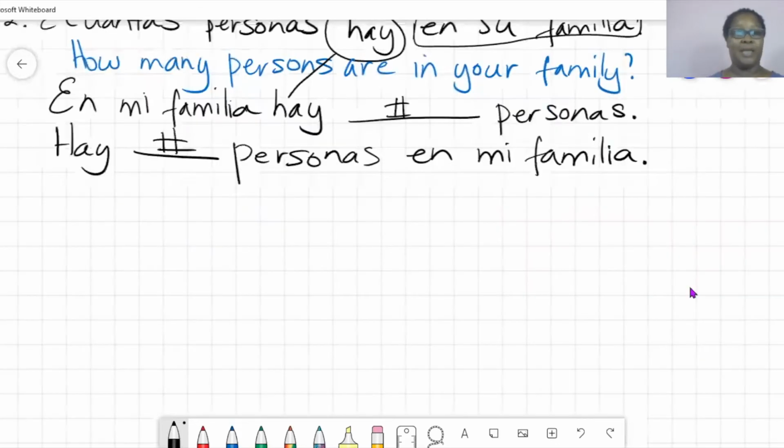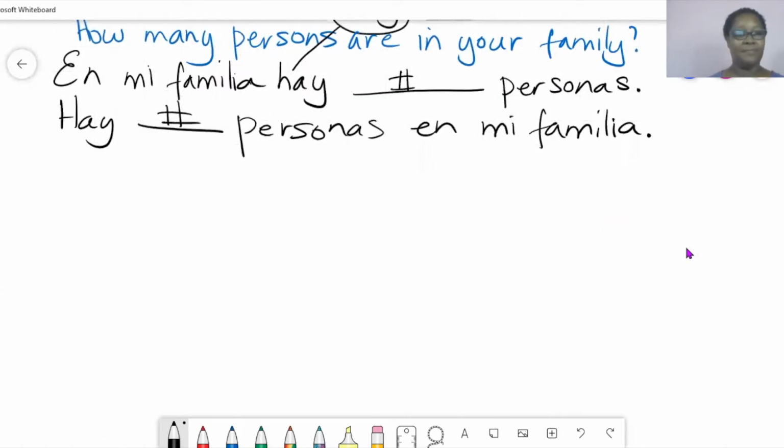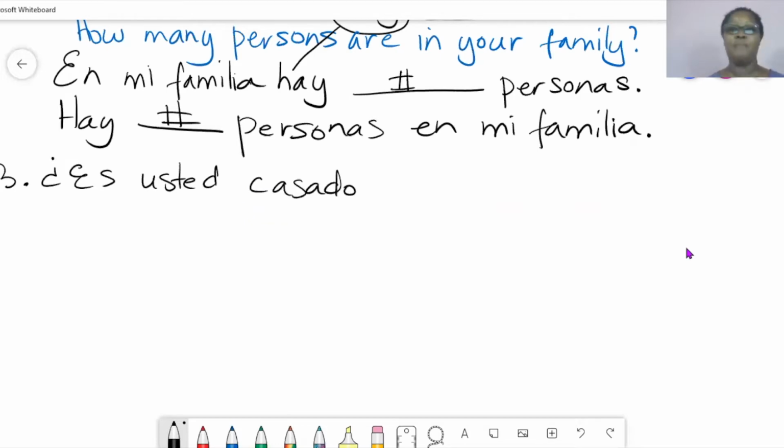Número 13. This category is pretty straightforward. And this is asking, ¿es usted casado? If you are male. So if I'm speaking to a gentleman, I would say, ¿es usted casado? If I'm speaking to a lady, I would say, ¿es usted casada?